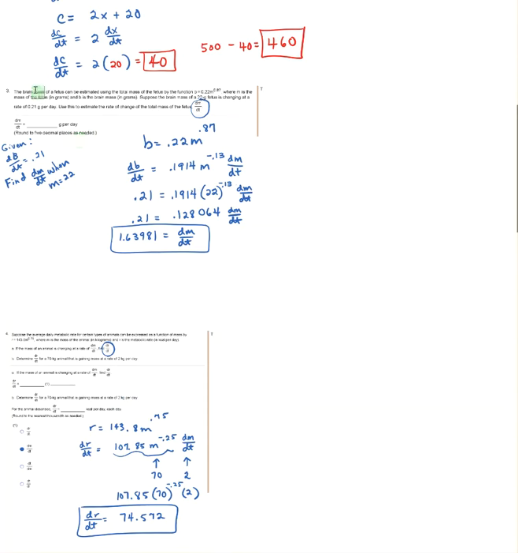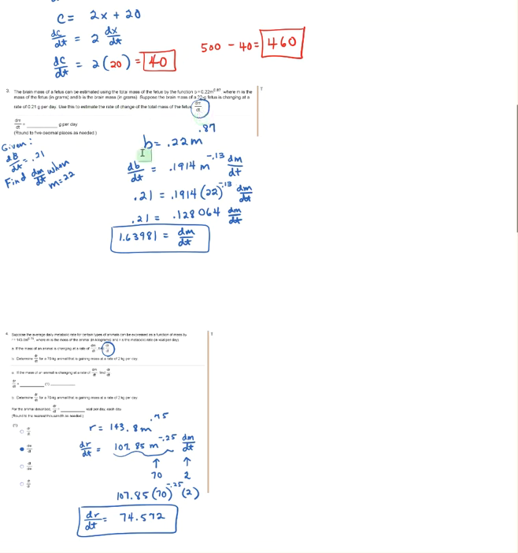All right, number 3. The brain mass of a fetus can be estimated using the total mass of the fetus by the function B equals 0.22 times M raised to the 0.87, where M is the mass of the fetus, so the whole fetus, and B is the brain mass. Suppose the brain mass of a 22-gram fetus is changing at a rate of 0.21 grams per day. Use that to estimate the rate of change of the total mass, or dM/dt.